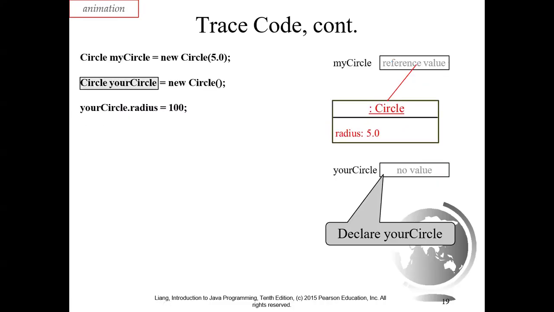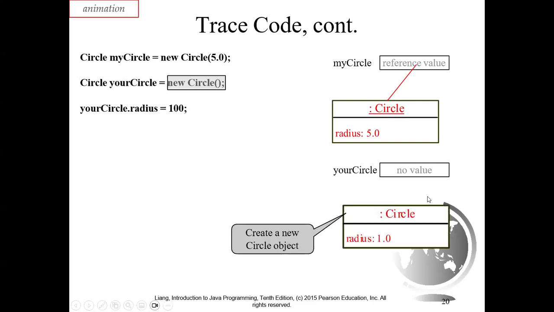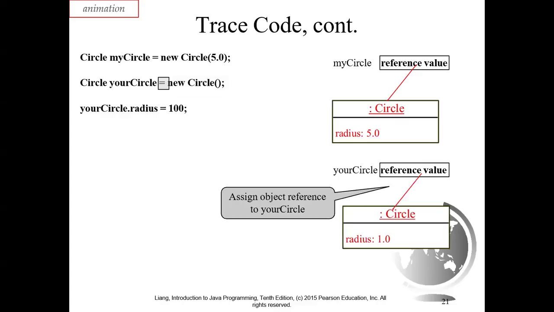Okay, and then we are using the default constructor to initialize your circle. Now since we have myCircle, we are going to declare and create your circle. Here, when we are declaring something, as long as we didn't assign something there, currently there is no value. But once we have our new and we are using the assignment, that means we are connecting the variable's name, which is your circle, to the data object created in our heap. So we assign the object reference to your circle.